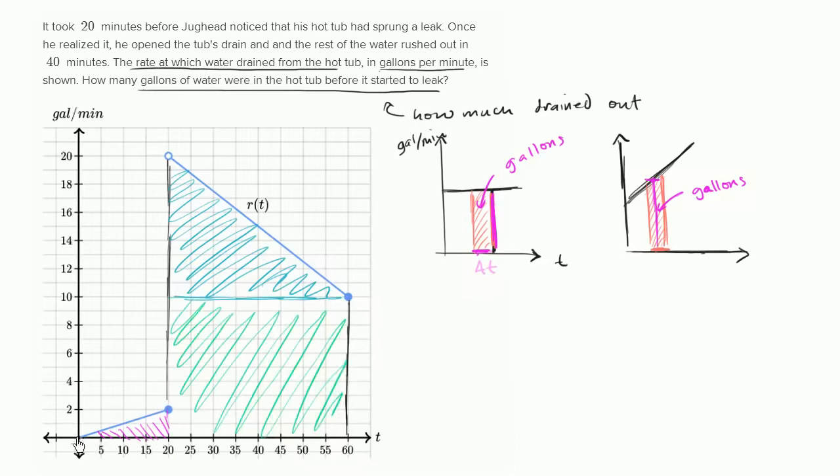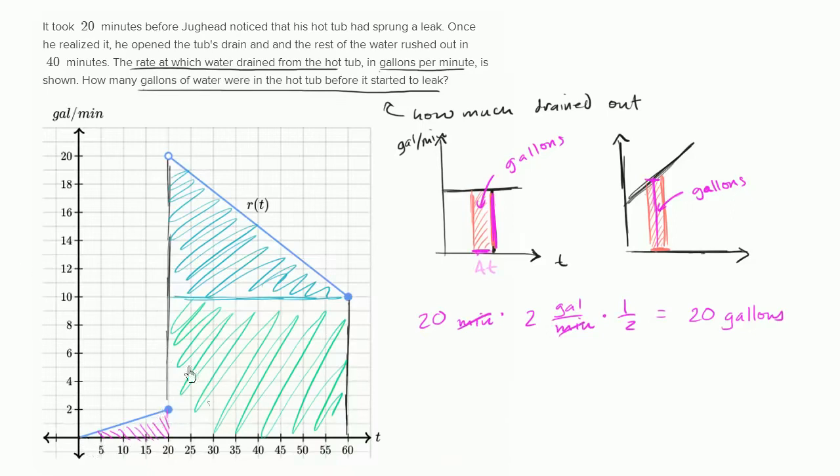Well, the area right over here, we have 20 minutes times 2 gallons per minute times 1/2, which gives us the area under this triangle. So that is going to be 20 gallons. We see that the units work out nicely. And so that's essentially how much drained out in the first 20 minutes.